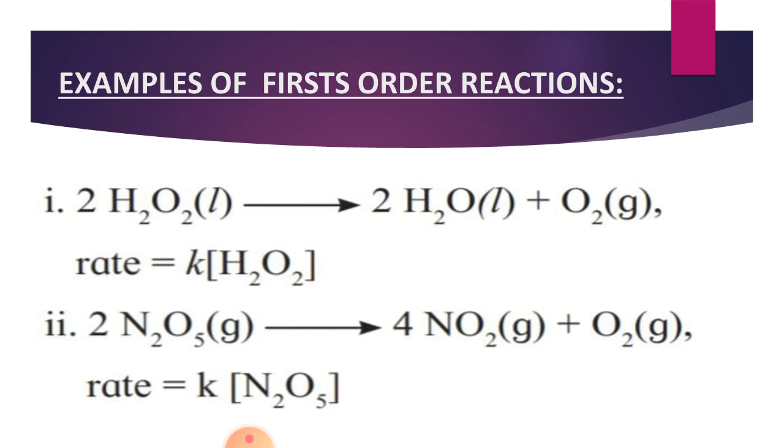The another example is of N2O5. When it reacts, it gives you NO2 plus O2. Again here the rate of the reaction is of first order, as rate is equal to K times the concentration of the reactant. As there is no power, it means it is 1. So these two are examples of first order reaction.